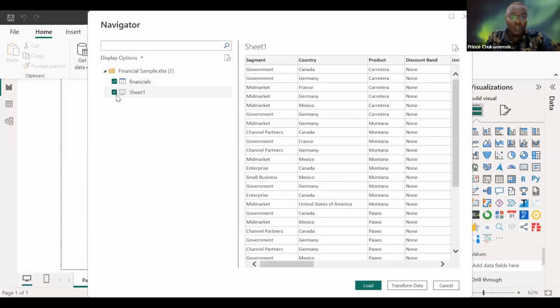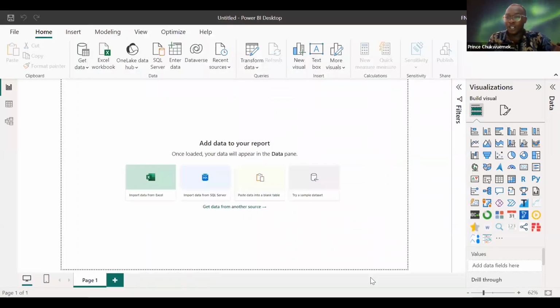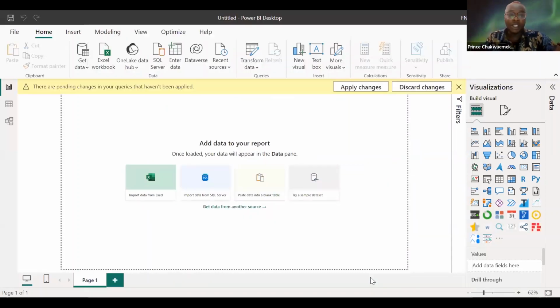Now, if you are connecting to any data source, no matter where you're connecting to, Excel, on-premises, cloud, even if it is the most honorable data engineering that is building this data, please make sure that whenever you're connecting to data, you go to transform data. If I click on transform data, it takes us to another solution that is integrated into Power BI, which is called the Power Query Editor. This is where we make sure that our data is clean to be analyzed.